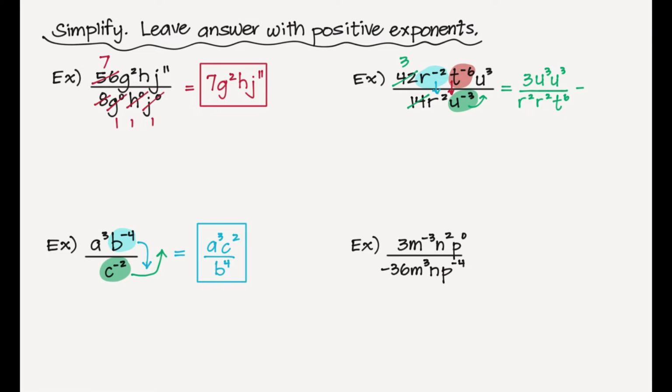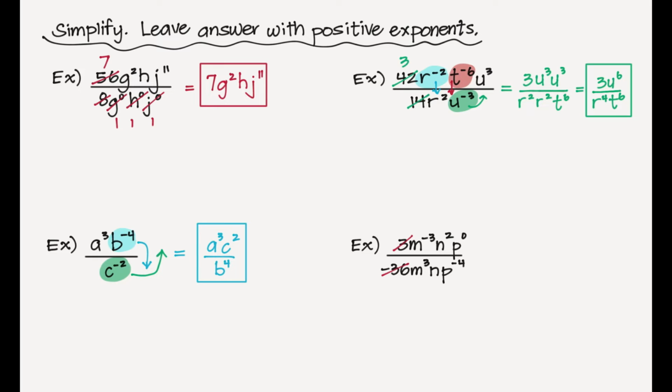So now that I have positive exponents, let's clean this up. On the top, we have 3u to the 6th power over r to the 4th power, t to the 6th power, and we're done.